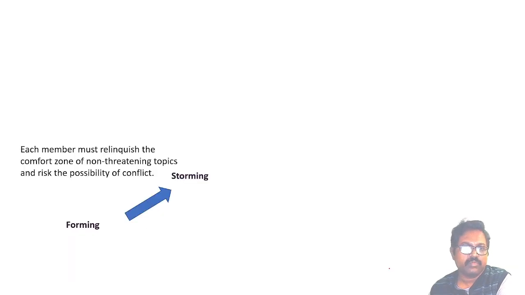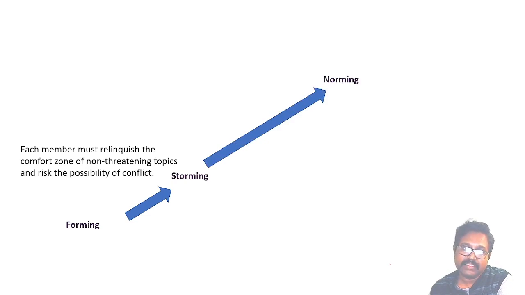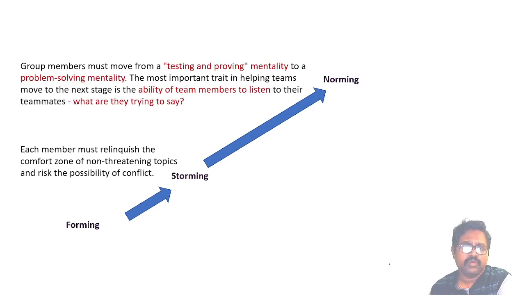So once this storming is over, the next step will be norming, where the process will be towards developing as well as achieving the respective goals and objectives. The group members must move from a testing and proving mentality to a problem solving mentality. So although at the end of storming the group members are oriented, your group is formed.